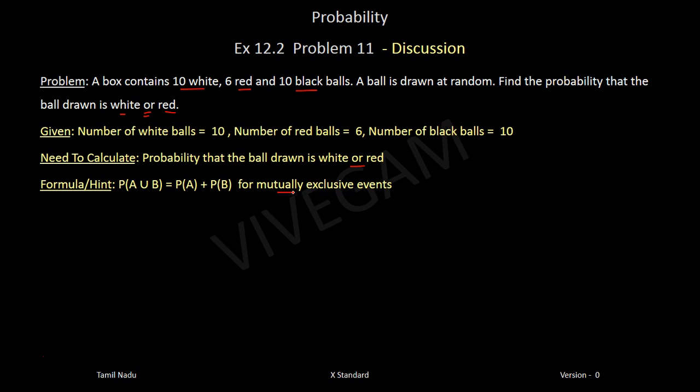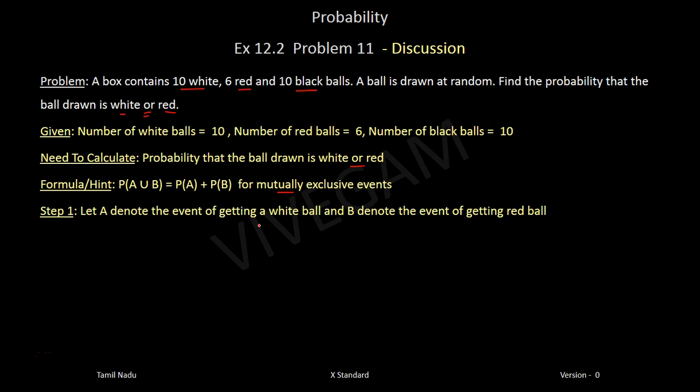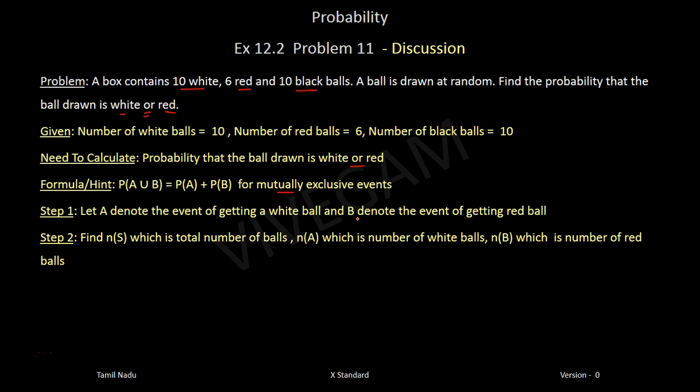Now let's start putting the steps. Let A denote the event of getting a white ball, and B denote the event of getting a red ball. Find n of S, the total number of balls, that is 10 plus 6 plus 10, that is 26 balls. And n of A, the number of white balls, in this case is 10, and n of B, the number of red balls, is 6.